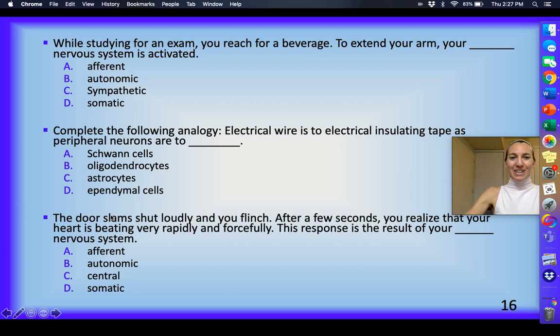And then this one here, door slams shut loudly, you flinch. After a few seconds, you realize your heart is beating rapidly, forcefully. So you may immediately be thinking fight or flight or your sympathetic nervous system. And that's great, that is correct. And you just want to generalize that and recall that that sympathetic nervous system is categorized as one of the autonomic branches of the nervous system.